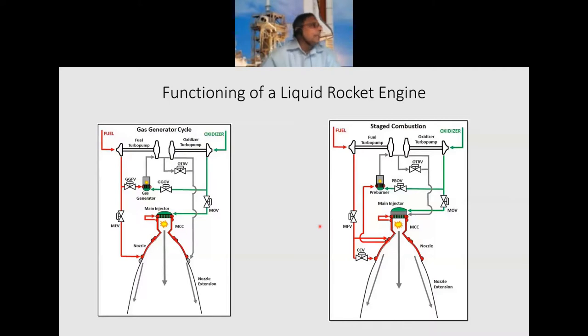undergraduate thermodynamics. So I'm going to show you two cycles. One is the simpler cycle, which NASA has used mostly for the Apollo program. But in the space shuttle program, they have used a more advanced cycle. So let's first talk about the gas generator cycle.